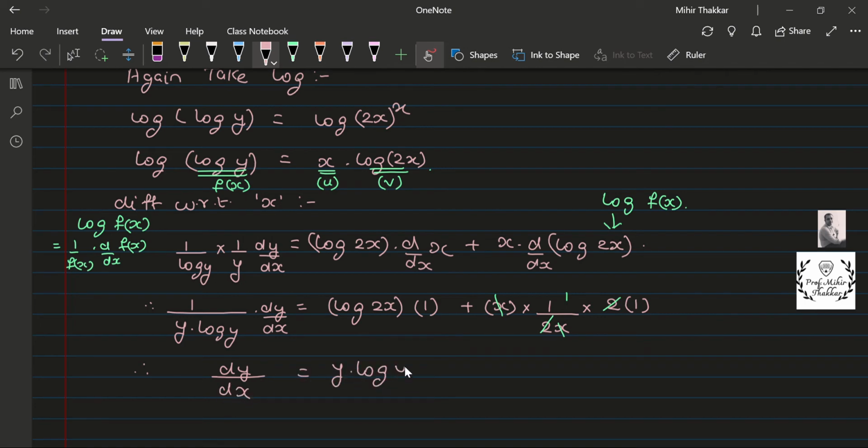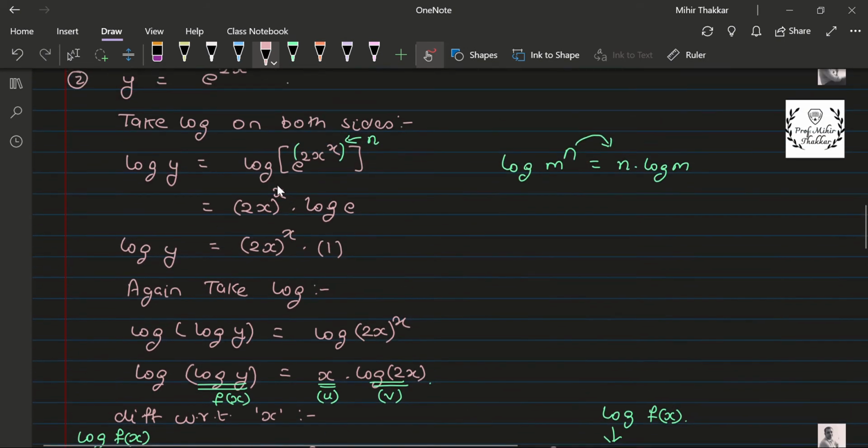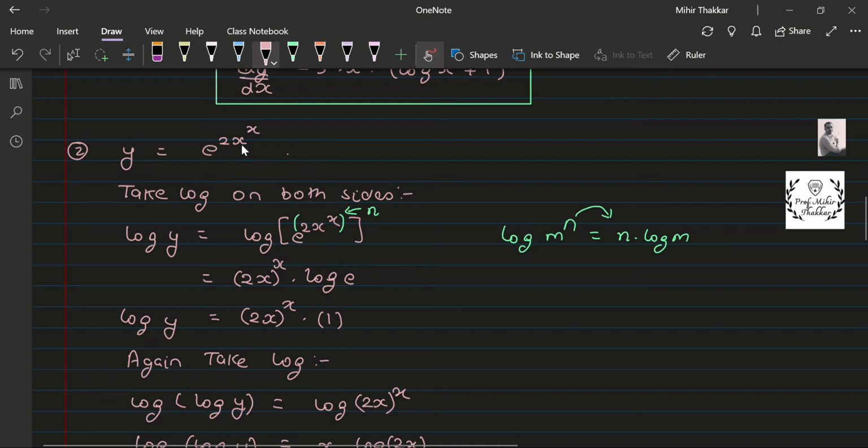So it is y into log y inside the bracket, log 2x into 1, that is log 2x. The second term, everything got cancelled off, so I get 1. Now substitute over here the values of y and log y. Y value was e raised to 2x raised to x.